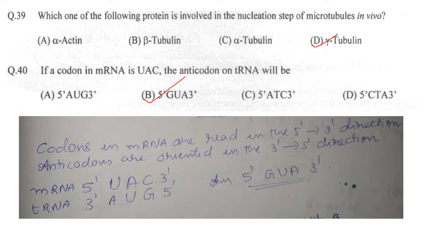Next one. If a codon in mRNA is UAC, the anticodon on tRNA will be. Please forgive my handwriting, but I will read it out to you. Okay. Codons in the mRNA are read in 5' to 3' direction. You all know it. Next, anticodons are oriented in the 3' to 5' direction in the tRNA. So in mRNA it is UAC and in tRNA it will be AUG in the 3' to 5' orientation. But they have given 5' to 3' orientation in your options. So answer will be GUA, that is option B.